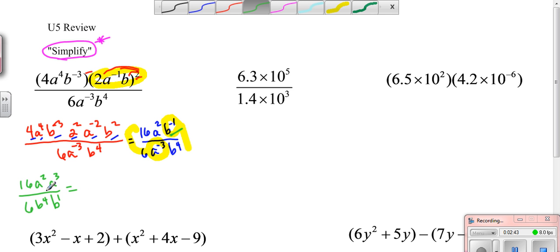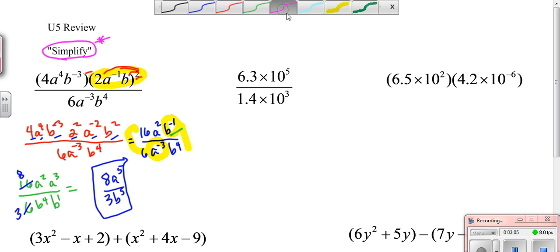Now I have to go ahead again and combine anything. I'm going to go ahead and cancel here also. I have a common factor of 2. And so I'm going to have 8a to the 5th over 3b to the 5th. And that is my most reduced simple answer.